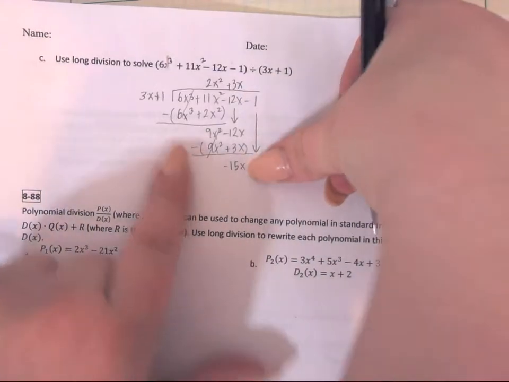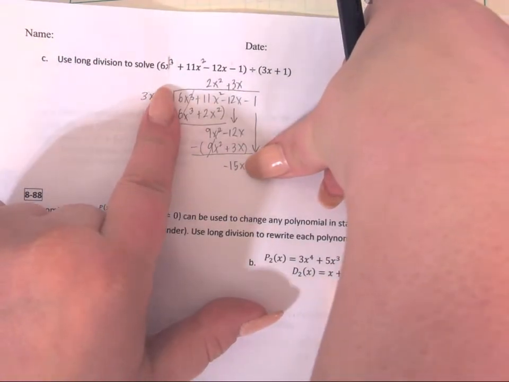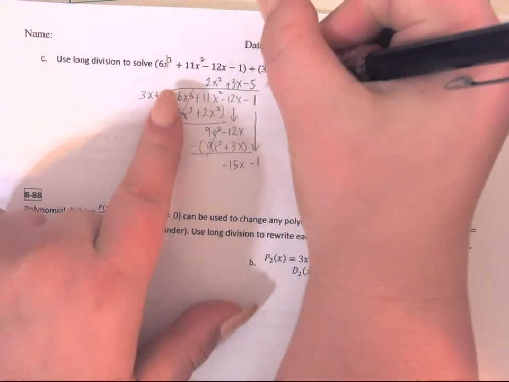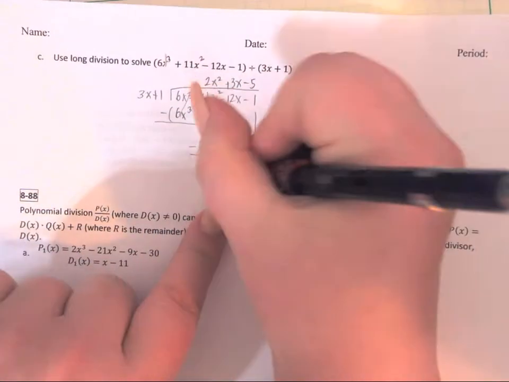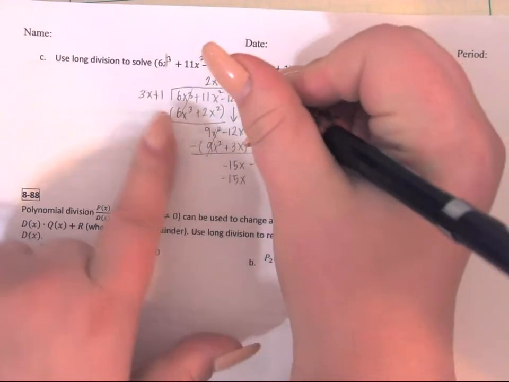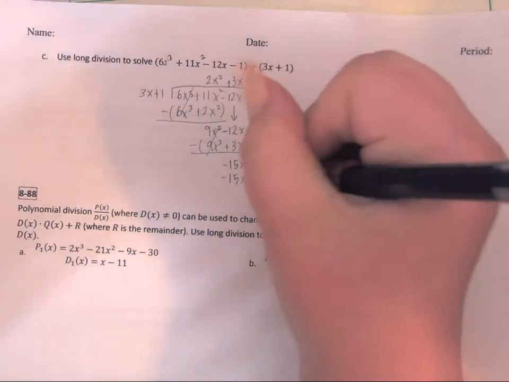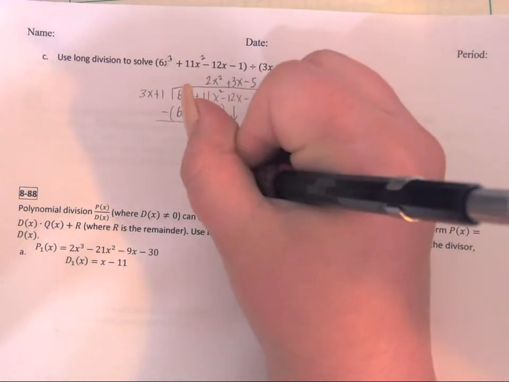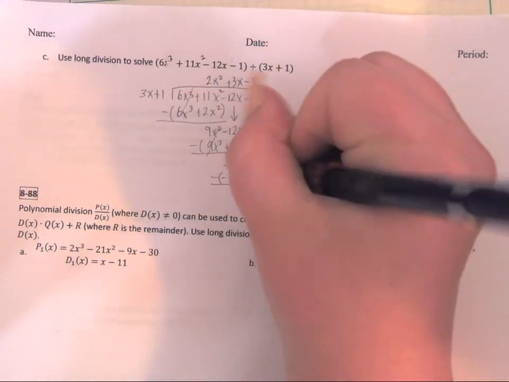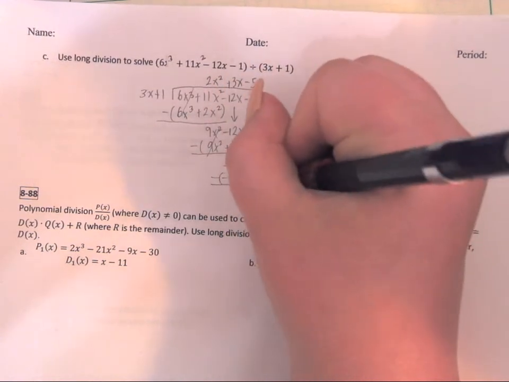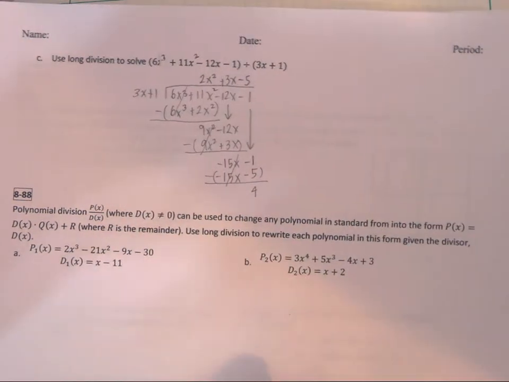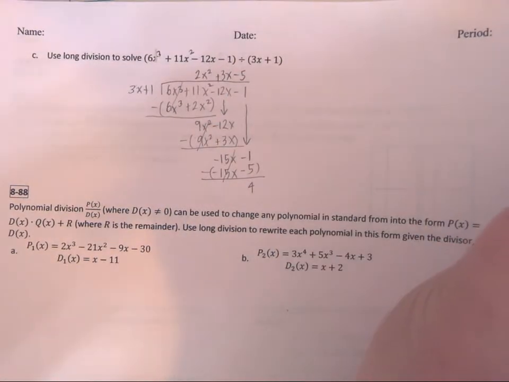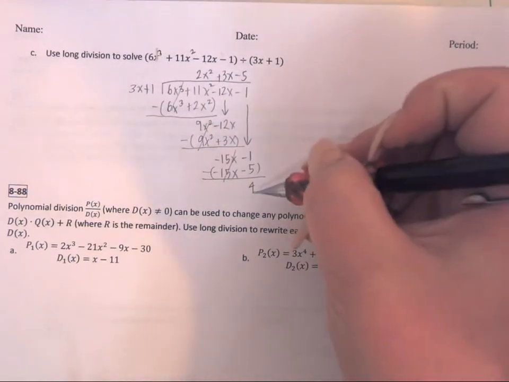Okay, so cover this up. 3x times what is negative 15x? Negative 5. So negative 5 times 3x is negative 15x. Negative 5 times 1 is negative 5. Then you subtract, and then you get 4. Okay, so since we didn't get 0, this does not go into that evenly. So we have a remainder of 4.